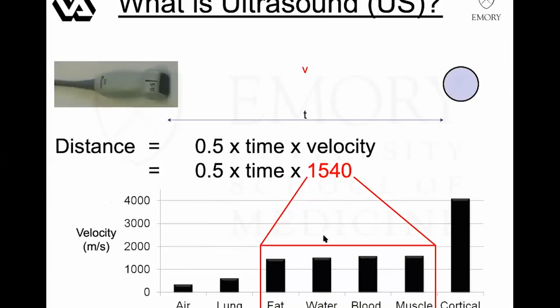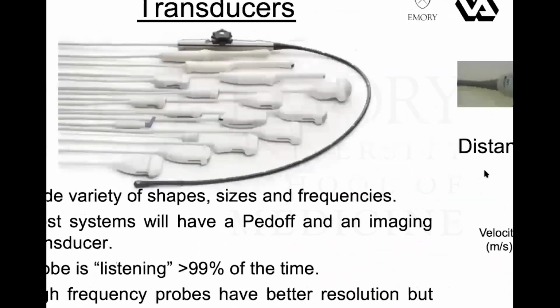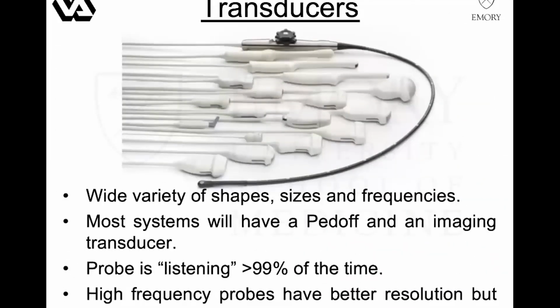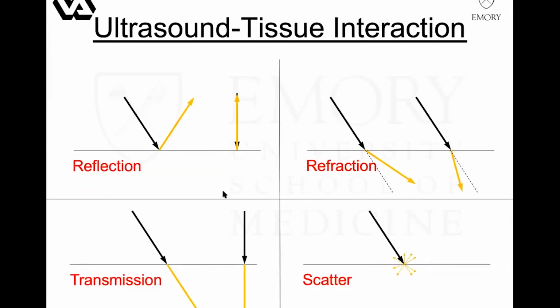So what is ultrasound? If you think about it, the pulse comes from the transducer, hits the object, and comes back, traveling with the velocity V that we know now is 1540 meters per second. The distance is 0.5 times time times velocity, and therefore you know where the distance is, and the machine calculates that. Transducers, as you know, come in a variety of shapes and sizes. It's important to note that the probe is listening about 99% of the time.